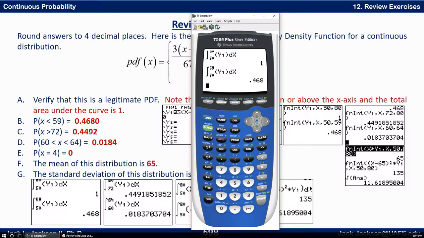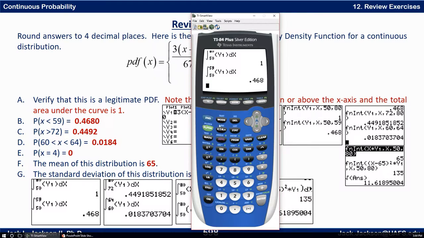And that's our thing here. So the last one's always x. Now, if you've got the older operating system, to get y1, it's Variables, right arrow to Y-Vars, Function, and y1 like that. With the newer operating system, you can just go Alpha, Trace, and then there it is. Or you can do it the other way.